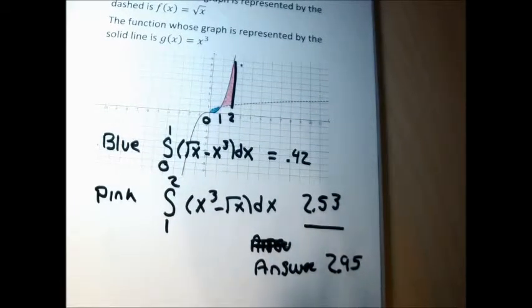So the only trick we really have in this grouping of problems is that the functions can cross, and in part of the window, one function's on top, and in the other part of the region, the other function's on top. So we just have to be cognizant of that.